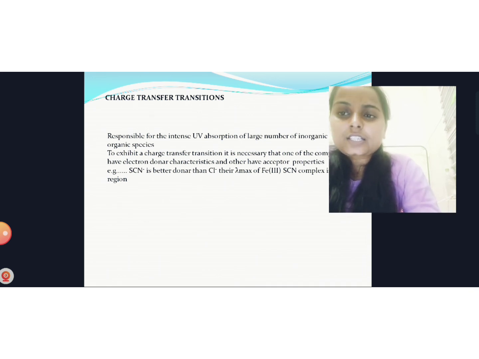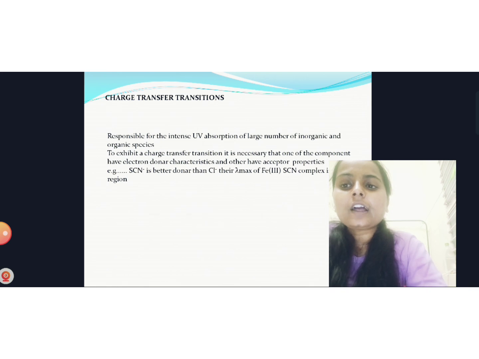So next is the charge transfer transitions. These charge transfer transitions are responsible for the intense UV absorption of a large number of inorganic and organic species. To exhibit a charge transfer transition, it is necessary that one of the components has electron donor characteristics and the other has acceptor property.